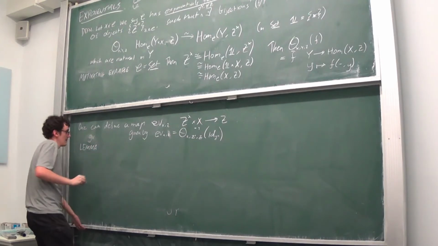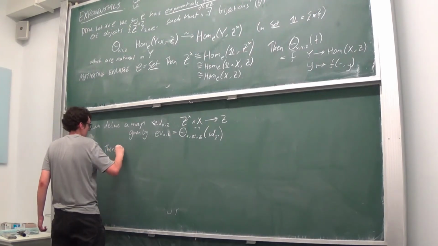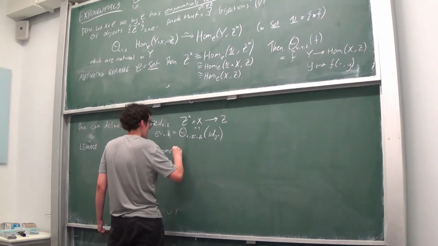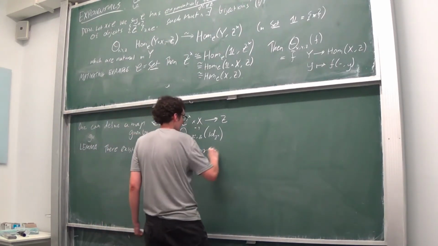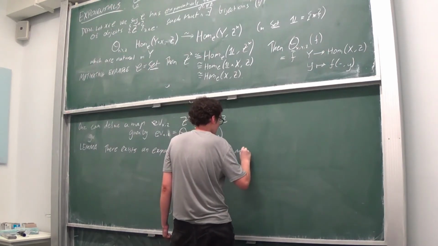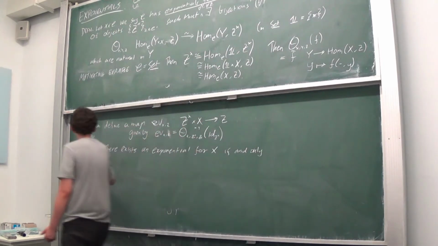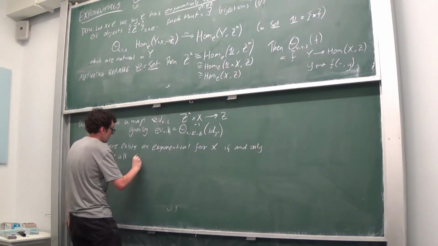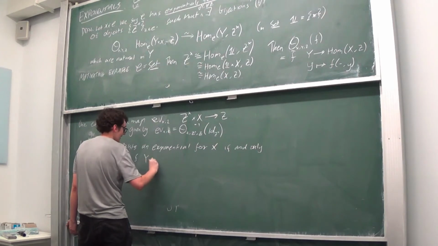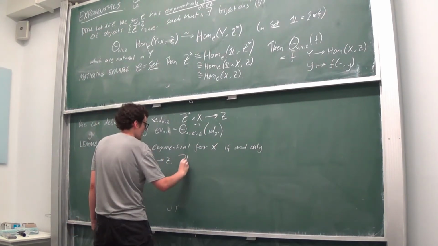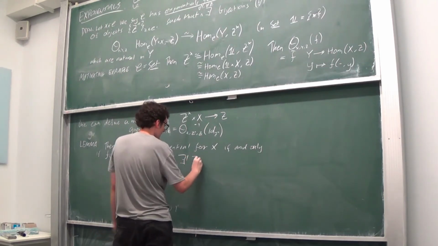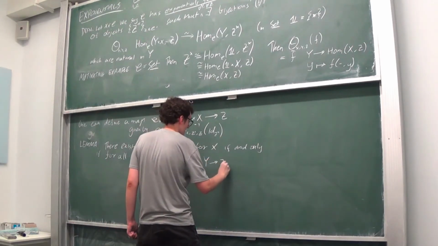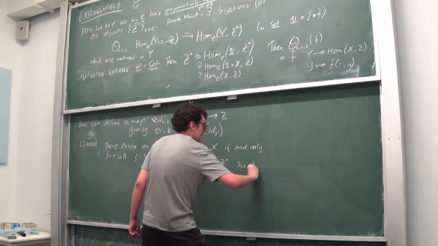Lemma. There exists an exponential for x if and only if for all f from y times x to z, there exists a unique map, which I'll denote f bar, which goes from y to z to the x, such that the below.